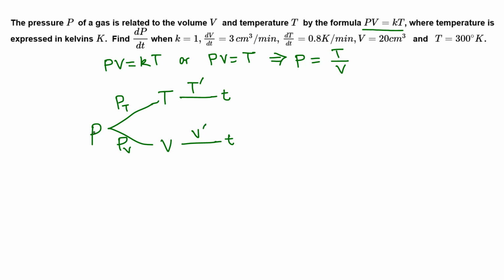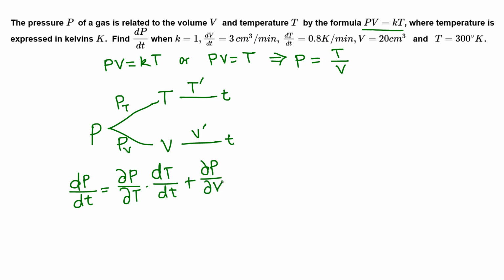So the rate of change dP over dt, I'm just writing the formula here, is the partial of P with respect to T times the regular derivative dT over dt, plus the partial of P with respect to V times V prime, the regular derivative dV over dt.